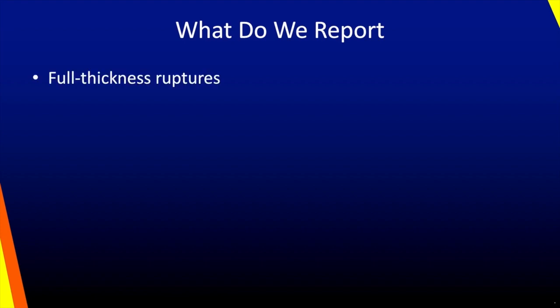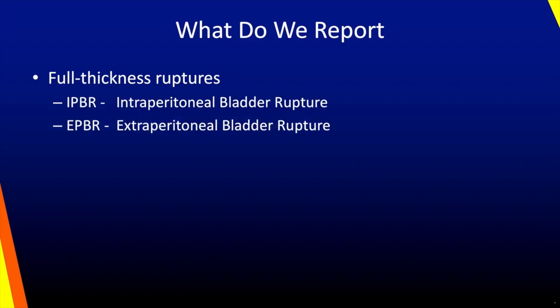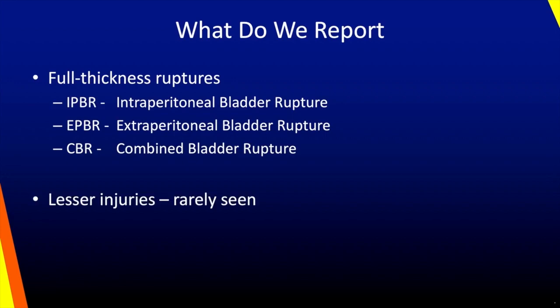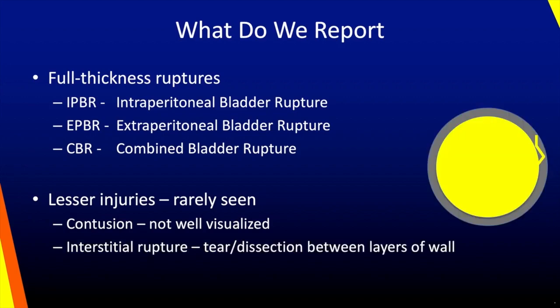We describe full thickness ruptures, which include intraperitoneal bladder ruptures, extraperitoneal bladder ruptures, and combined bladder ruptures. There are lesser injuries that are rarely seen, such as a contusion, which is not well visualized, and an interstitial rupture, which is a tear or dissection between the layers of the wall of the bladder, which is extremely rare.